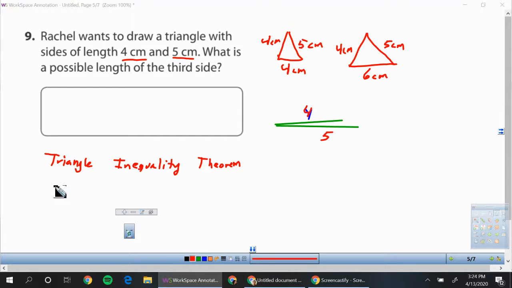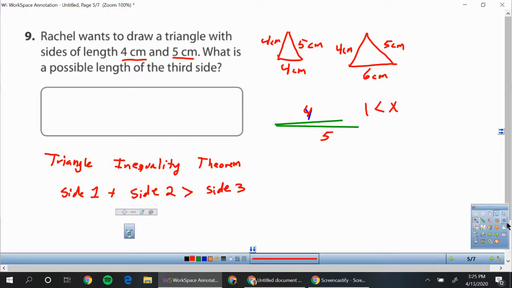which states that the sum of two sides, so if you add up two sides, must be greater than the third. So side 1 plus side 2 must be greater than side 3, any other side. So in this case, 4 would be our first side, and our second side is side 2. So it cannot be smaller than 1. It has to be greater than 1. So we know that one side has to be greater than 1. Let's just call it x. Our side x has to be greater than 1 in order for this to happen.